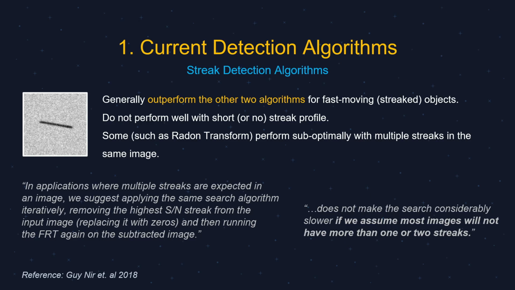The first one is that in applications where multiple streaks are expected in an image, we suggest to apply the same search algorithm iteratively, removing the highest signal noise streak from the input image and then running it again on this subtracted image. So the idea is that the assumption is that if we assume most images do not have more than one or two streaks, then it should not make the search considerably slower. But that is not really an assumption that is valid, especially on a lot of the examples that I will show here in a moment.